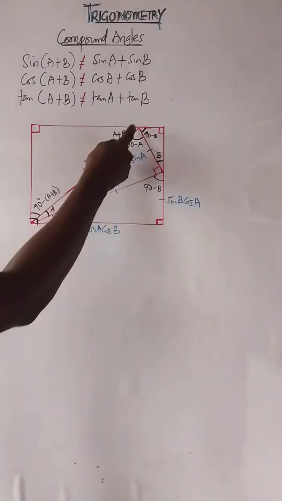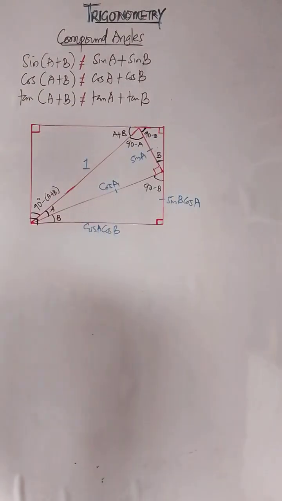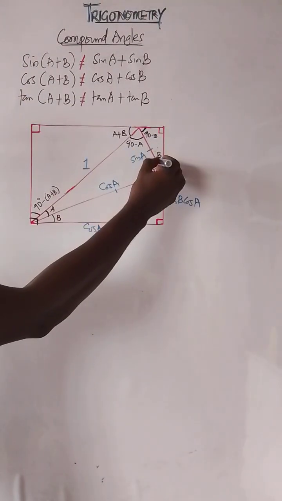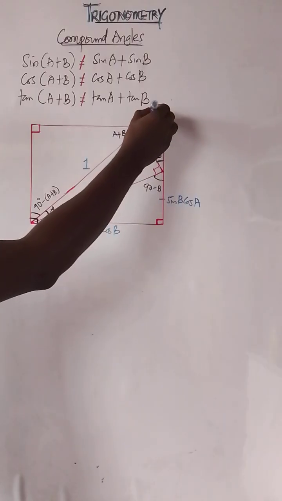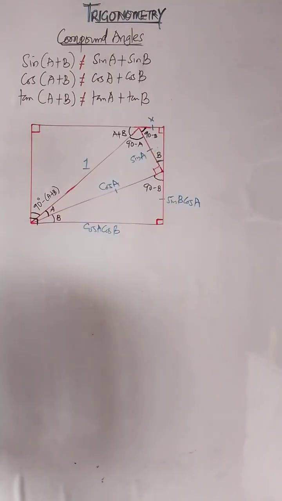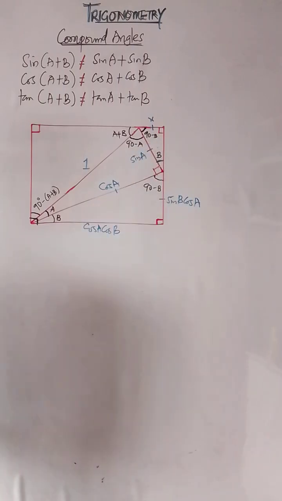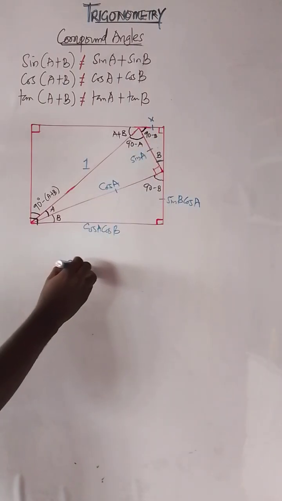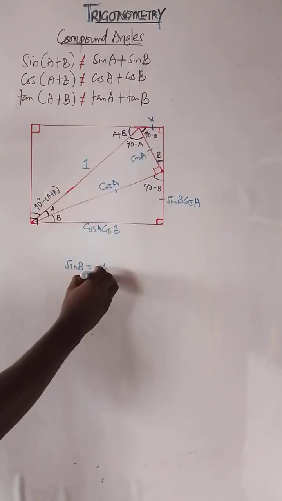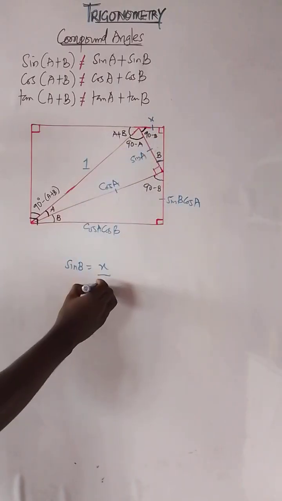Now let's consider this small triangle here. For this small triangle, this angle is B, and this is opposite to it. Let's call it X. So this is the opposite, this is the hypotenuse. So if you do sine B here, sine B equals the opposite, which is X, over the hypotenuse, which is sine A.